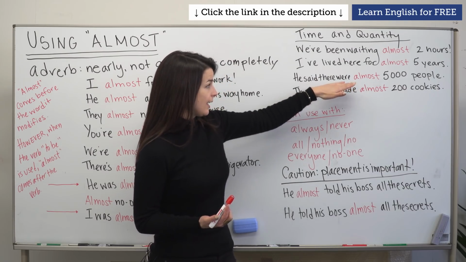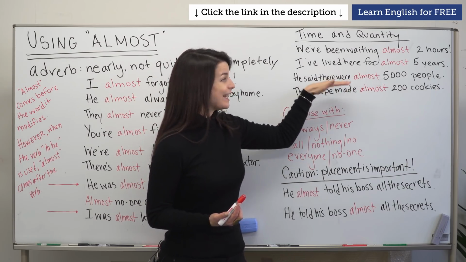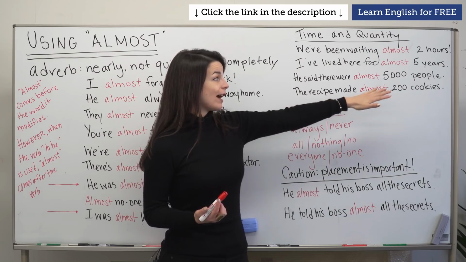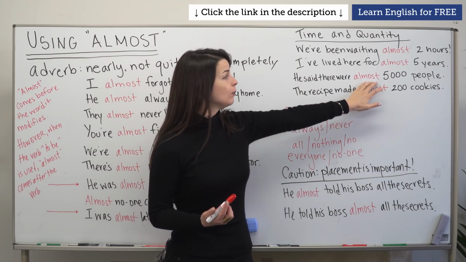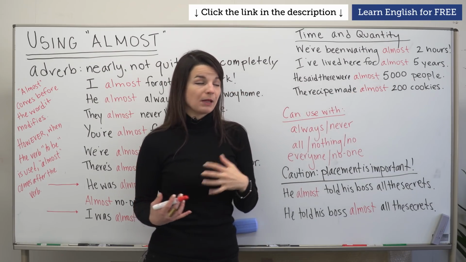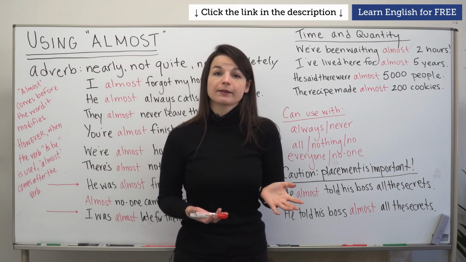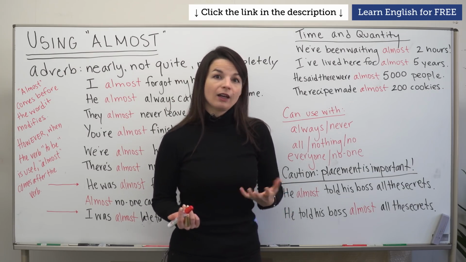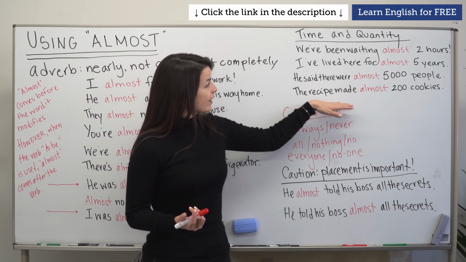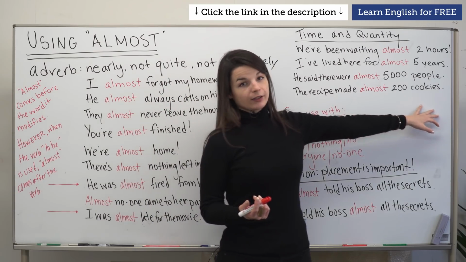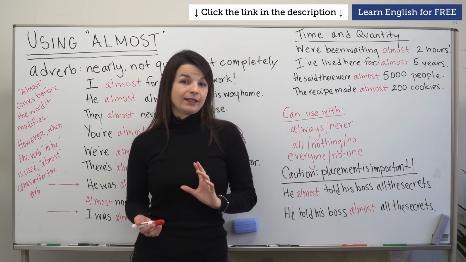Same thing here. He said there were almost 5,000 people. So almost 5,000, not quite, maybe like 4,900, for example. Very nearly 5,000. Again, the recipe made almost 200 cookies. So again, not quite is the meaning here.